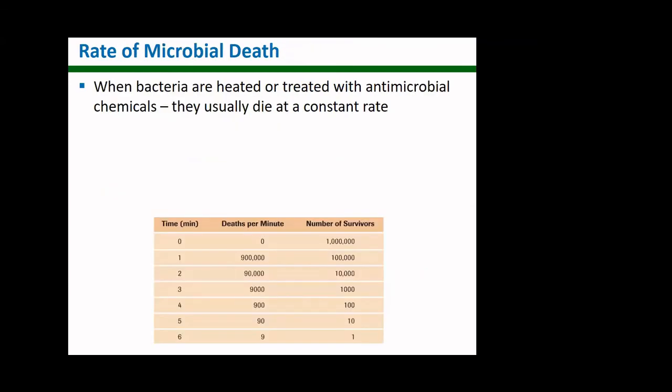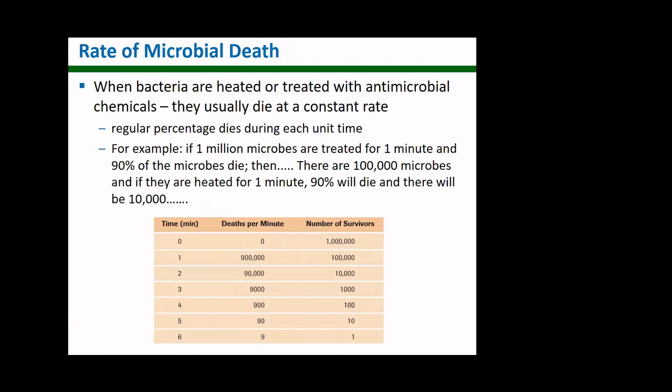When we talk about microbial death, we can talk about rate of death. For the most part, bacteria, when they are heat treated or killed with an antimicrobial or chemicals, they die at a fairly constant rate. And even if that rate is 99%, you can go from a number of 1 million down to just one living cell in as little as 6 minutes. So that is a pretty rapid decrease.